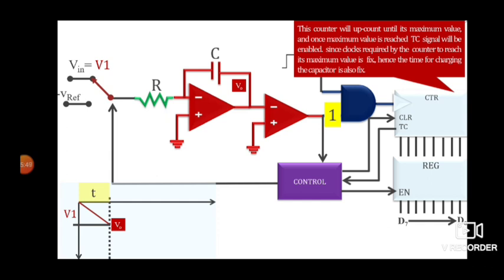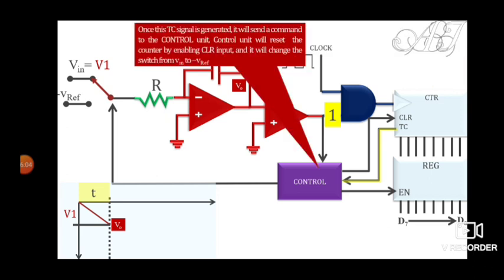So this time period is fixed now, and once it has reached its maximum count, what will happen? Let's see what will happen at that time. This TC will be enabled, and once the TC is enabled, the control block will come into the picture, and this control signal will enable the clear. Okay, this control will enable the clear, and the counter will reset.